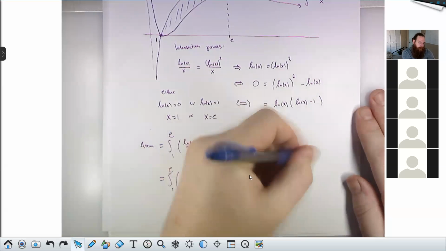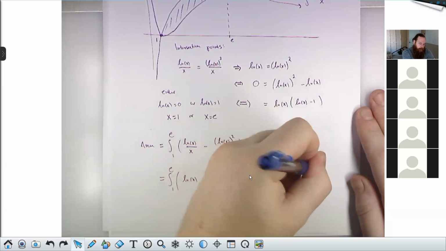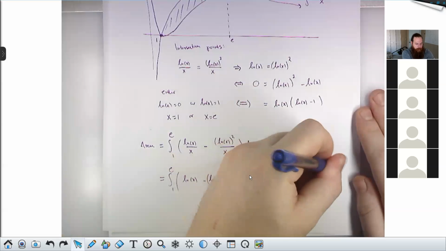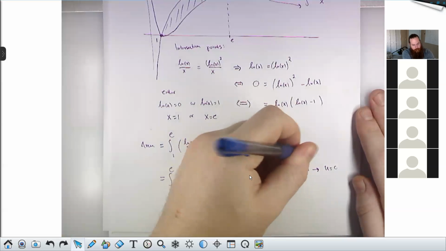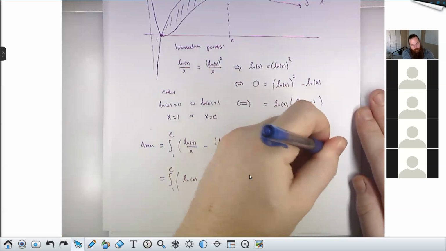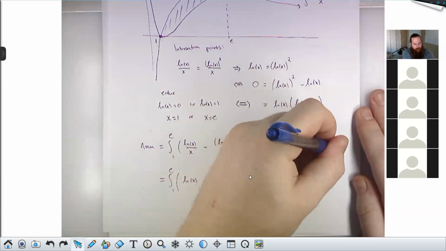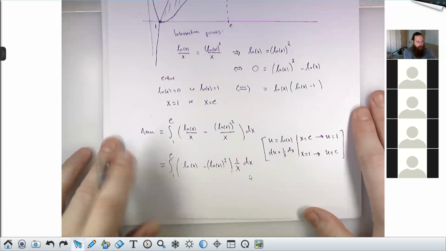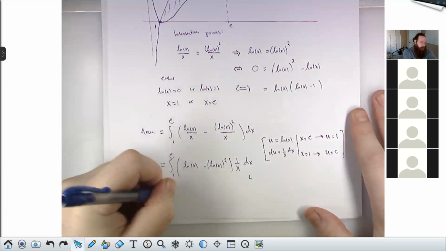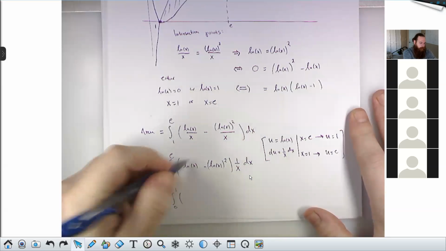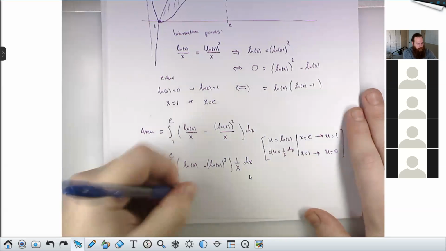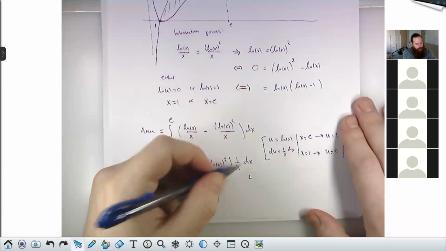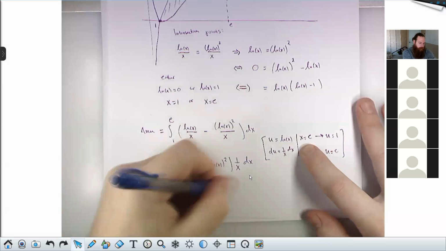And also our bounds will change. When x is equal to 1, u is equal to the natural log of 1, which is 0. And when x is equal to e, u is equal to the natural log of e, which is 1. So there's all the stuff for my substitution. I get that this integral is the same as the integral from 0 to 1 of ln x, that's u, minus ln of x all squared, that's u squared, and then 1 over x dx, that's exactly du.